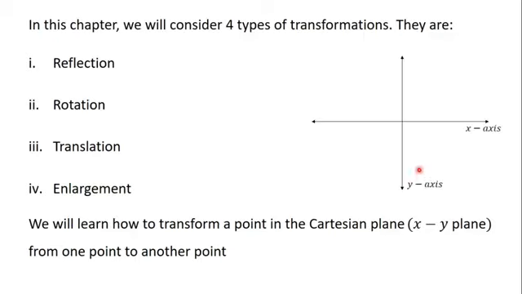Now, this is what I mean. We have our Cartesian plane here, that is the X and Y axis. Let's say we have this point here, point A with the coordinates x, y. We are going to learn how to use these four types of transformations to transform this point from one point to another. So we will learn how to use reflection, rotation, translation, and enlargement to transform this point here from one point to another. We are going to begin with reflection in the next video. So in the next video, we are going to learn more about reflection.